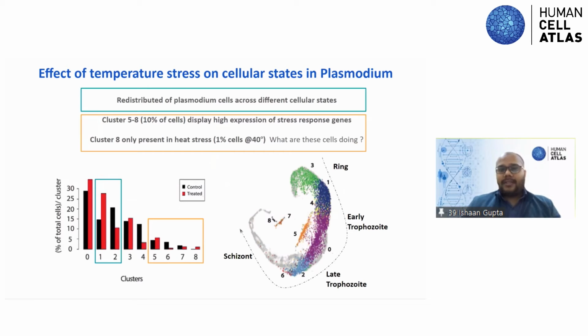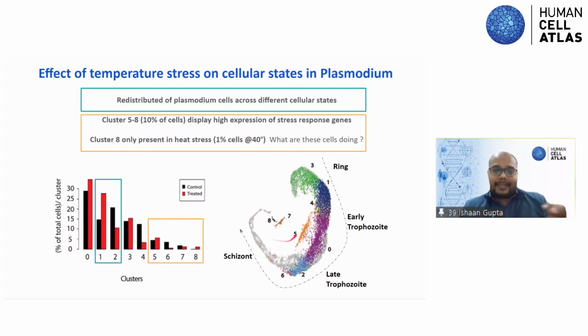So just to summarize the major findings that we had, the first finding was that the Plasmodium cells themselves redistributed across the entire developmental cycle. So if you could particularly focus here on the early and late trophozoites, so that's cluster 1 and cluster 2, there was redistribution in temperature stress.